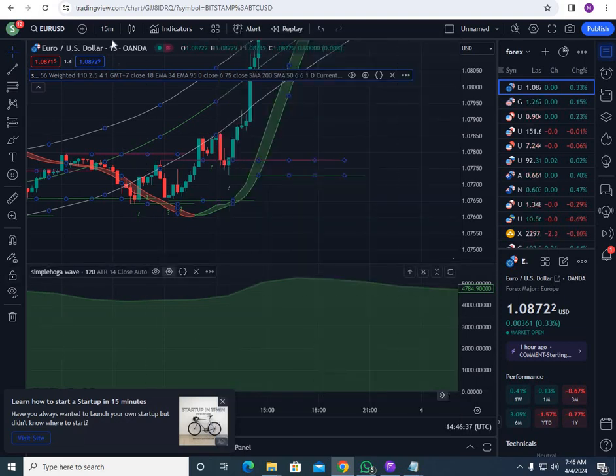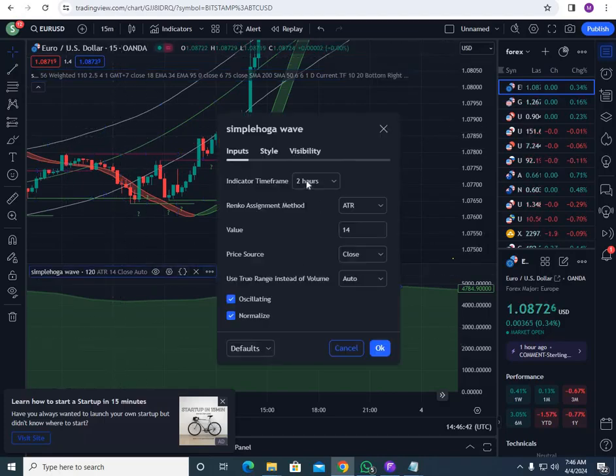And in the Simple Yoga Wave, if you are using the 5 minute or 15 minute time frame, then go to settings, and you have to select 2 hours. Okay, if you are using the 5 minute time frame, then you select 1 hour. If you are using 15 minute, then you need to use 2 hours. Okay, and if you are using 1 hour, then you need to select, sorry, one day. Okay, that's it I think.